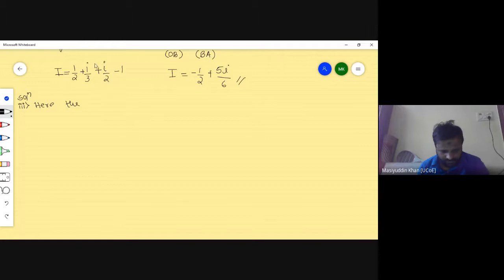The contour. Here the contour is first segment OC and then segment CA.